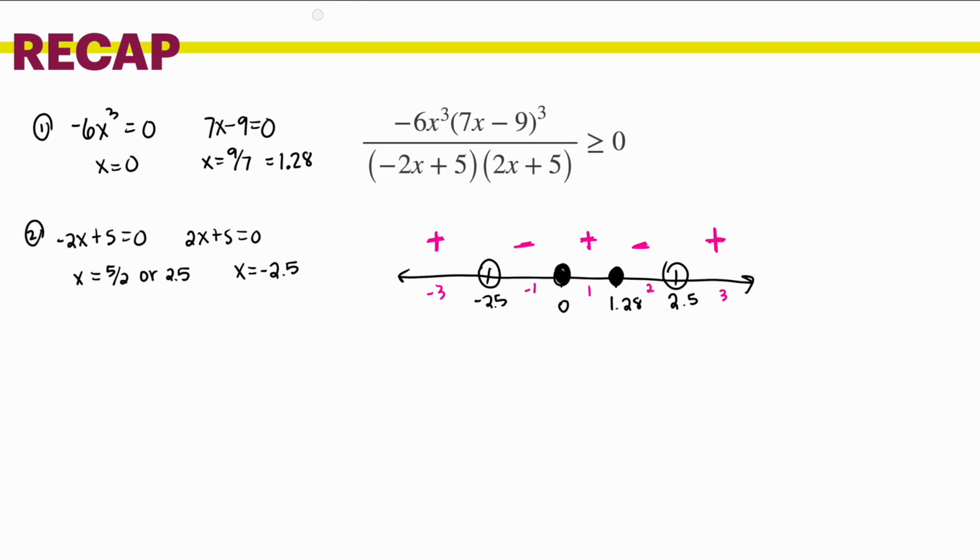Now, you notice there's no even exponent, right? Do you see that? No even exponents, which means that everything is just going to alternate. If you start with a positive, everything will alternate, which it did, which is kind of cool. All right, we are looking for everything above 0, greater than 0. So we're looking for everything that is positive. So the answer is going to be from -infinity to -2.5, parentheses, 0 to 9 over 7, or 1.28, and then parentheses, 2.5 to infinity.